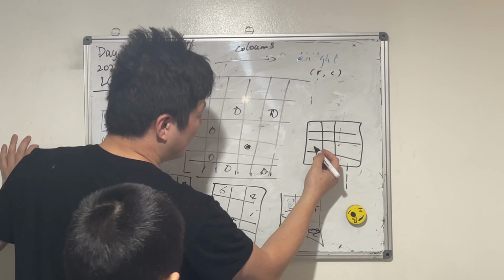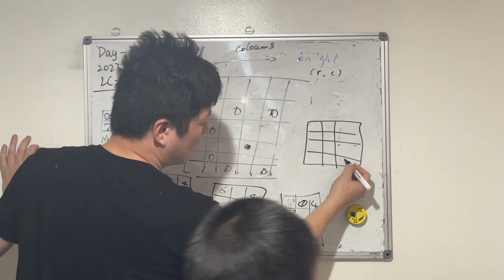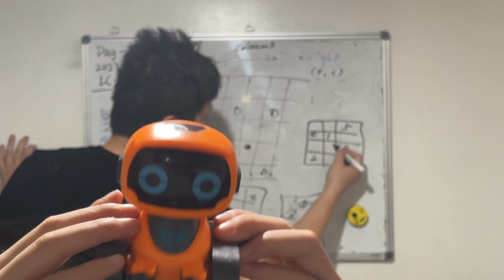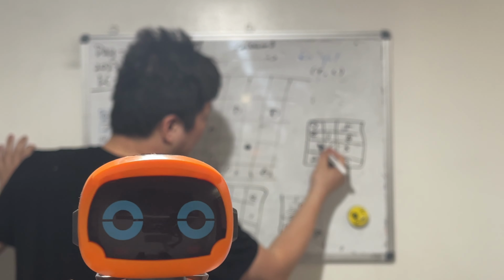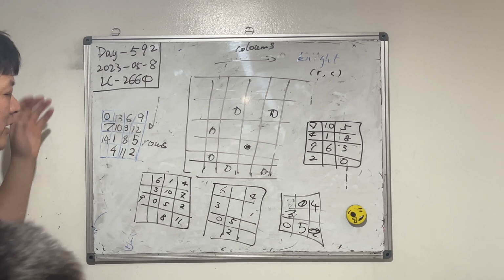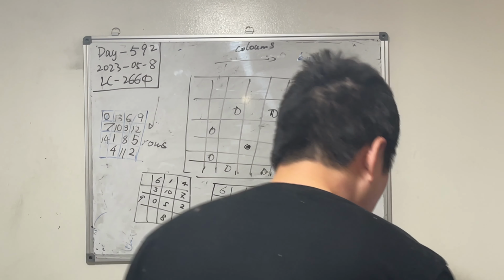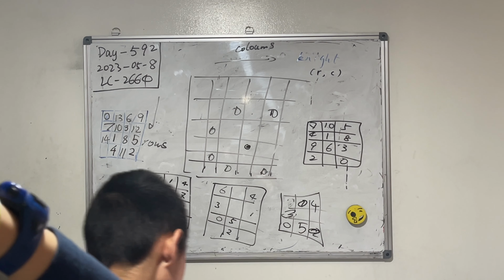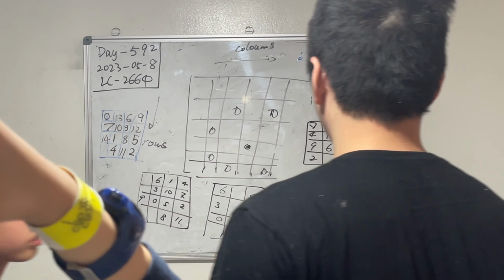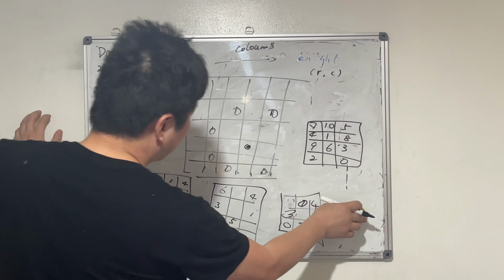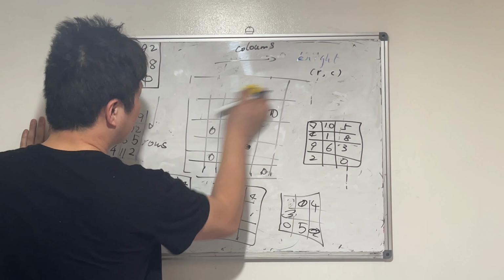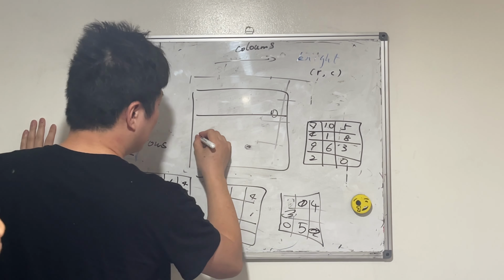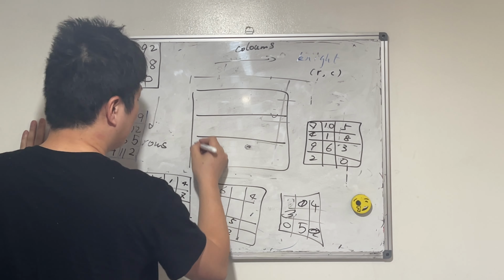Okay, maybe no. 0, 1, 2, 3, 4, 5, 6, 7, 8, 9, 10. Oh no way. Okay, so let's look at this. Is it just leaving out 1? No. 3 columns, 4 rows. So it starts with the first position.